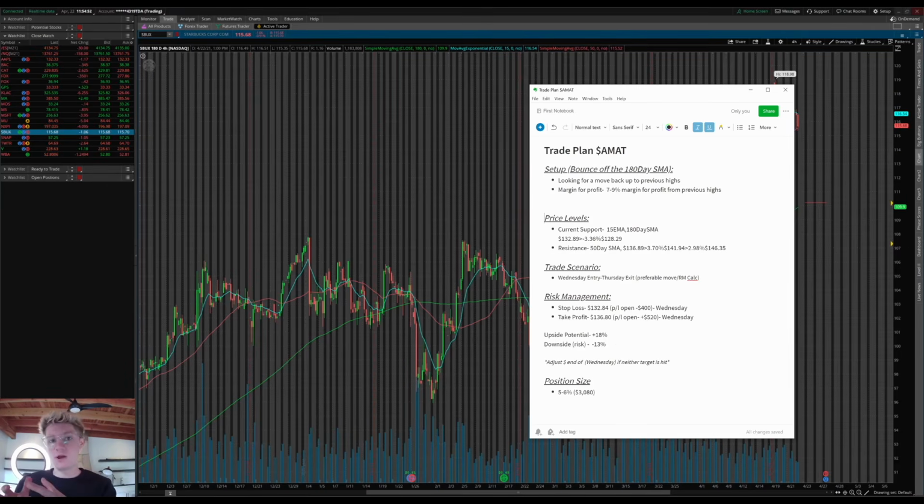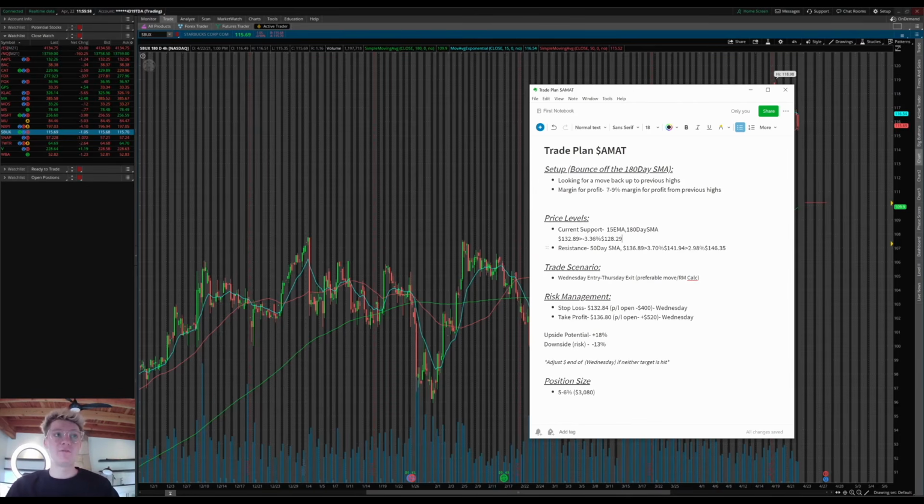I want to be aware of our price levels. Where's our support? Where's our resistance? And you can see we've got support on the 15-day EMA, 180-day SMA. We've got levels at 132.89, 128.29. So I'm aware if we're trading above the 15-day EMA, that level could very well be acting as a support level, as well as the 180-day SMA if that is below where we're trading.